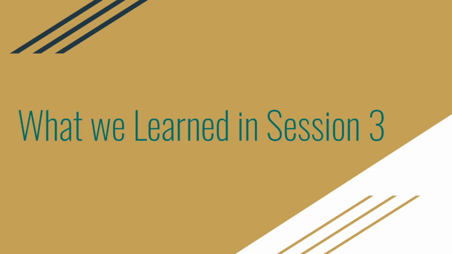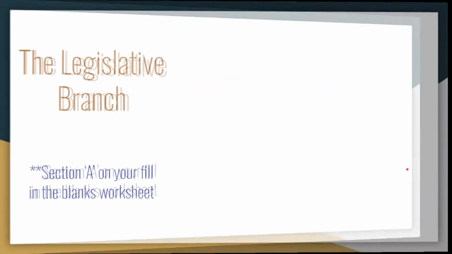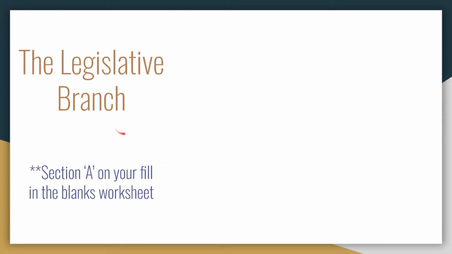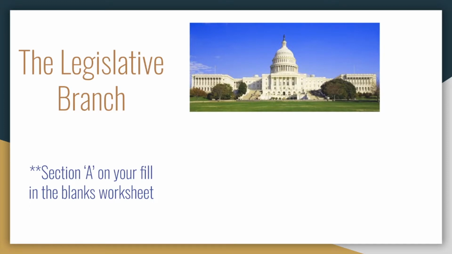I'm going to go through the information and you should follow along with the paper, filling in the blanks as we go. So, the first thing we talked about in session 3 was the legislative branch, which is section A on your fill in the blanks worksheet. We learned how the legislative branch is made up of two parts, the Senate and the House of Representatives. There are 435 voting members of the House of Representatives and 100 senators. Each state elects 2 senators.